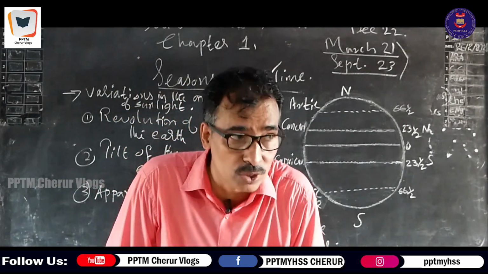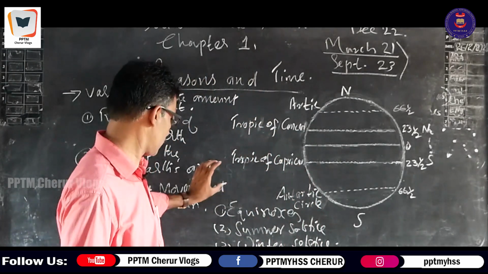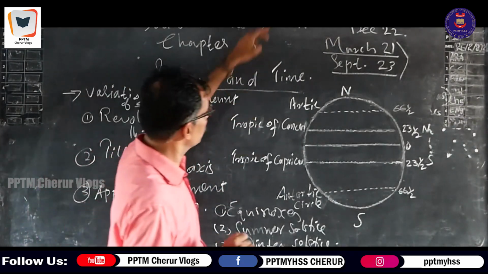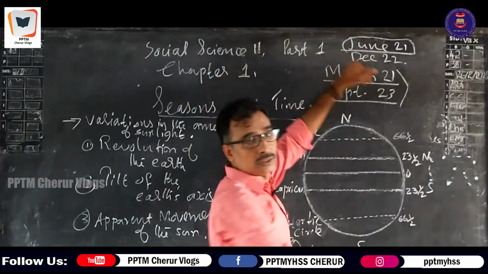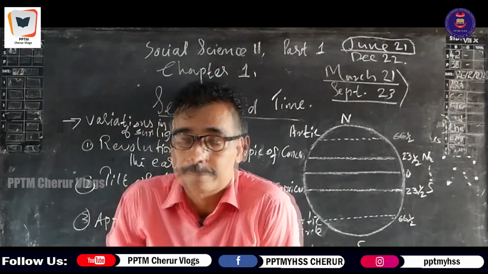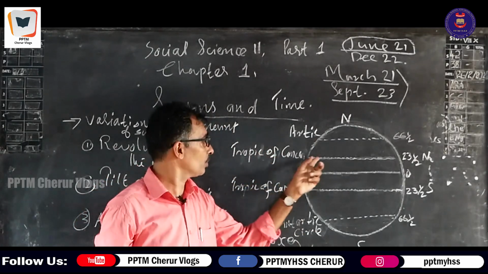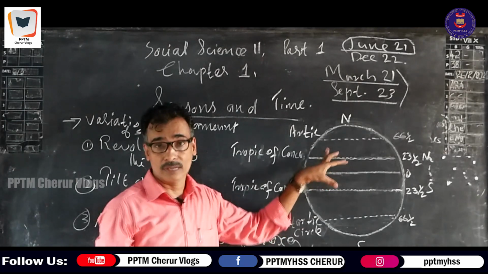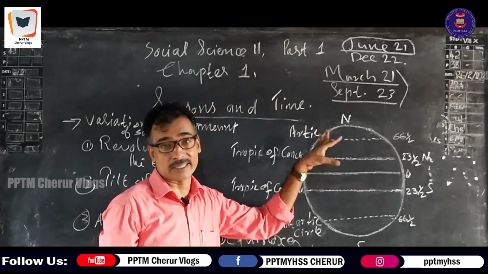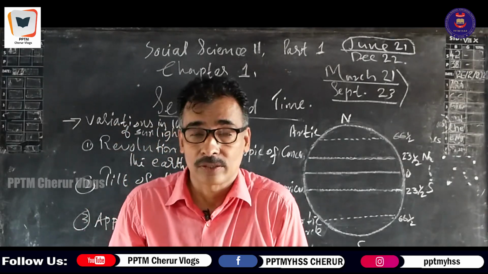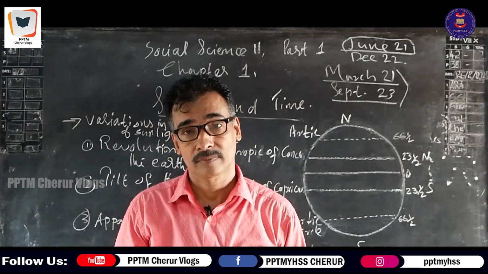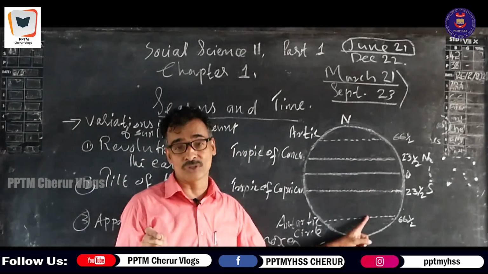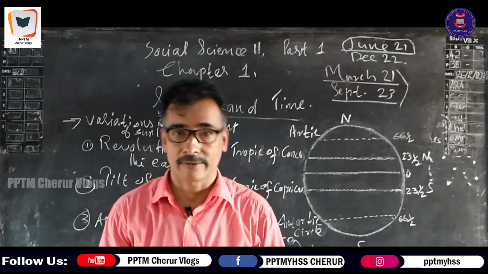Now let us examine what's meant by the term summer solstice. Summer solstice refers to a date. That date is June 21st. June 21st is the day when the sun reaches the Tropic of Cancer. On this particular day, all over the northern hemisphere, we experience the longest day, and at the same time, all over the southern hemisphere, we experience the longest night.